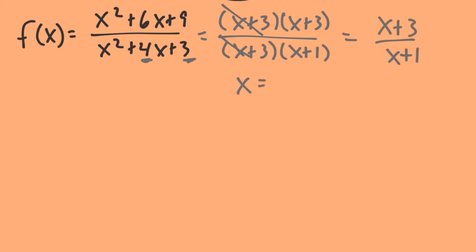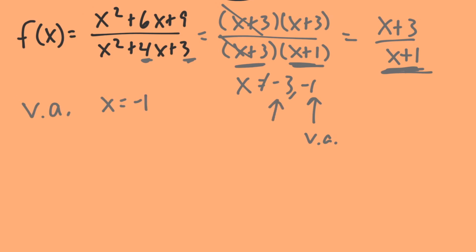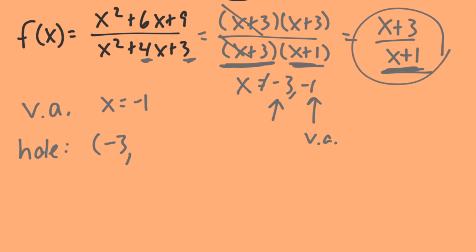So x can't equal -3 or -1 because when we set those factors equal to 0, that's what gives us 0 in the denominator. But the x plus 1 was left, which means that -1 is a vertical asymptote. And the -3, this canceled, so that's going to be the x value of a hole. And to find the y value, plug it into the reduced equation. That's 0 over -2, which is 0.